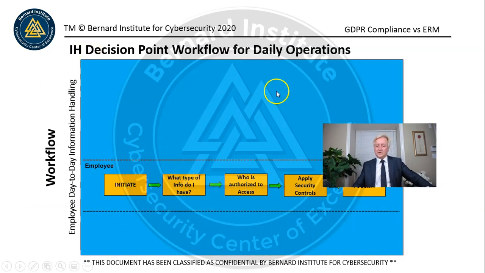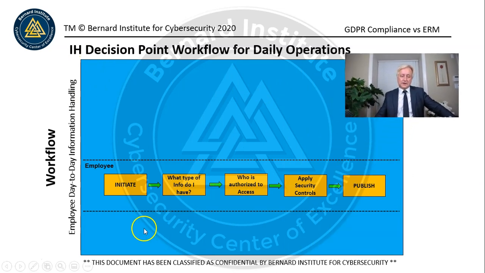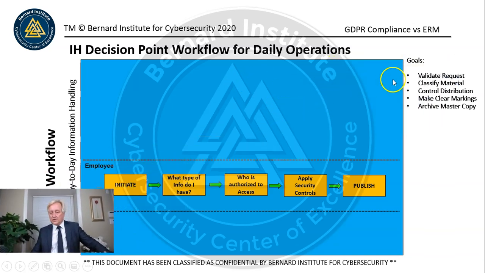So here's some workflows for daily operations. For instance, you have an employee who gets a piece of information. They want to know what do they have. They want to know who's authorized to it. They need to apply security controls, and then they need to share it or publish it or do something with it. So during this process, we're going to look at validating the request, classifying the material, controlling the distribution, making clear markings on what the classification is, and archiving a master copy. So this is the information handling decision point workflow for daily operations.